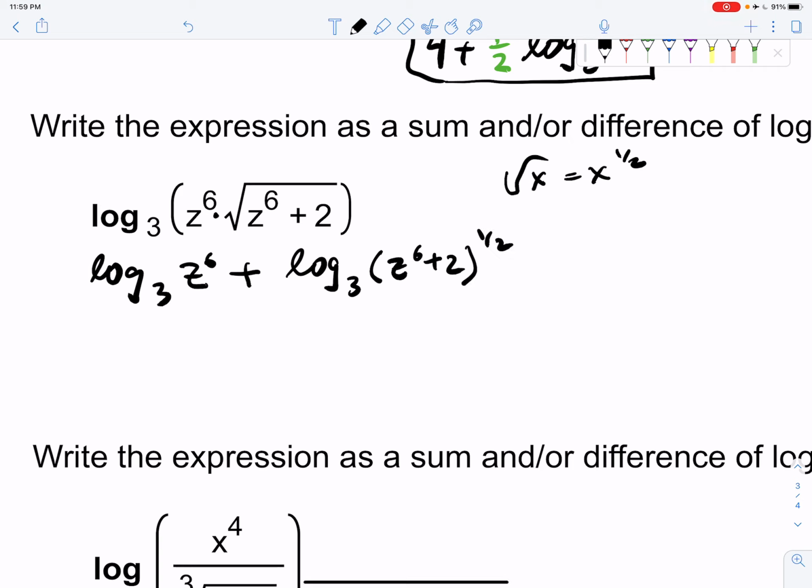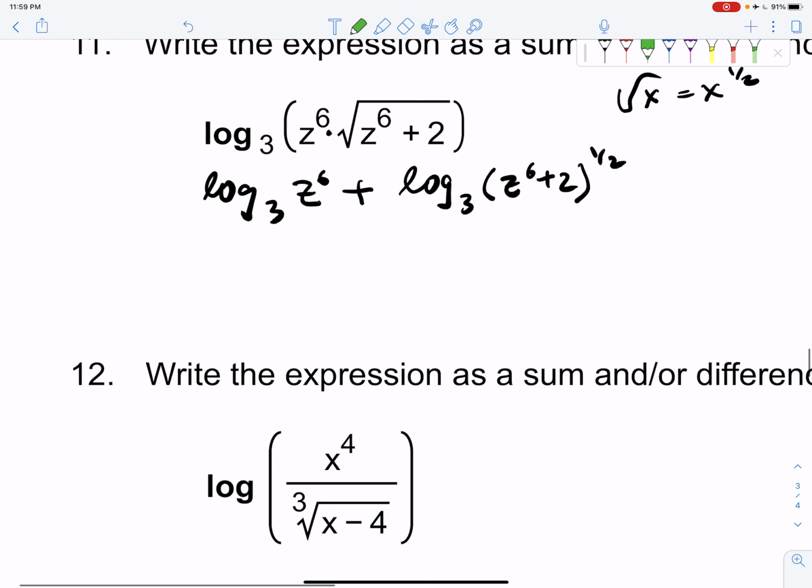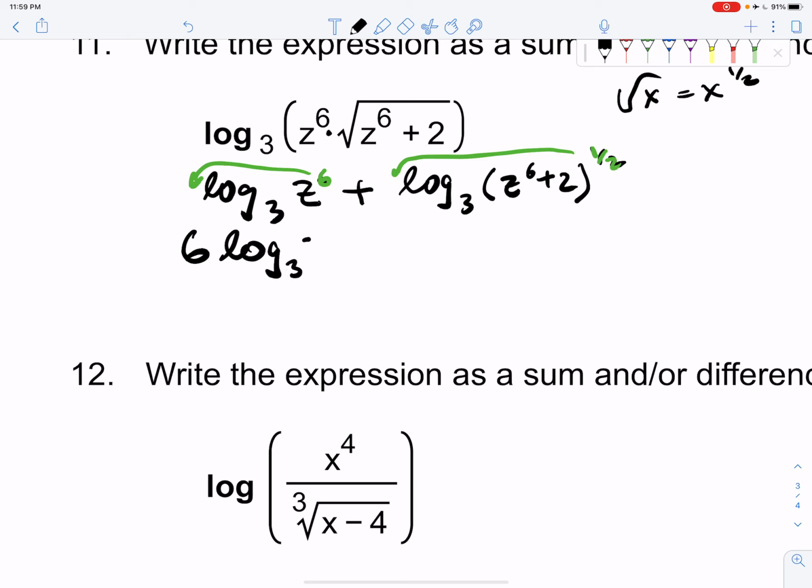And now we just apply that exponential logarithmic rule that says if you have an exponent, that can be written out in front as a product. So that's going to be 6 times log base 3 of z plus 1/2 times log. You don't have to put a times right there, just like when you have a number in front of an x. 1/2 times log base 3 of z to the 6th plus 2. And there you go.